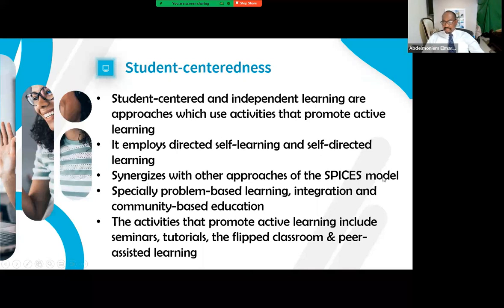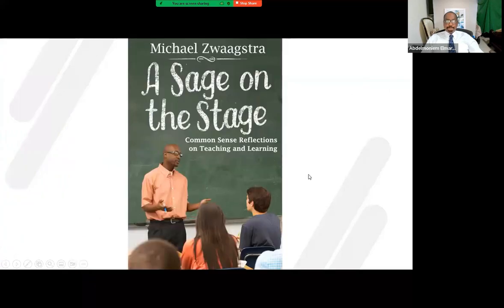synergizes with the other approaches of the SPICES model. In problem-based learning, we utilize student-centeredness. Problem-based learning is an approach that synergizes with student-centeredness. Integration synergizes also with active student-centered learning. Community-based education also synergizes with student-centeredness. So they all work in synergy. Now, the activities that promote active learning, which I mentioned already, include seminars, tutorials, a flipped classroom, and peer-assisted learning. These are student-centered activities that promote active learning.